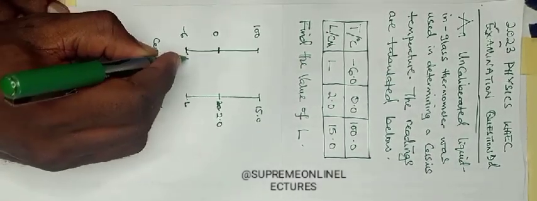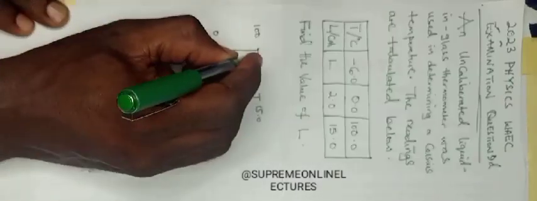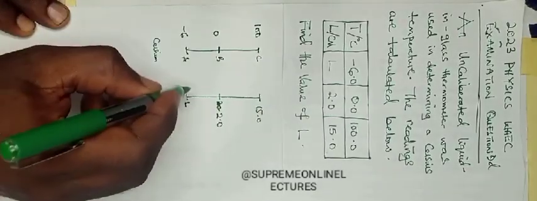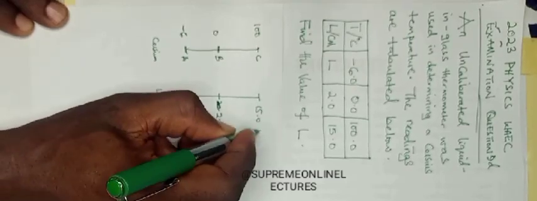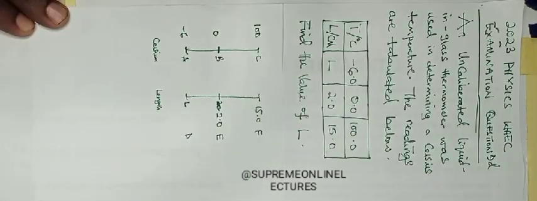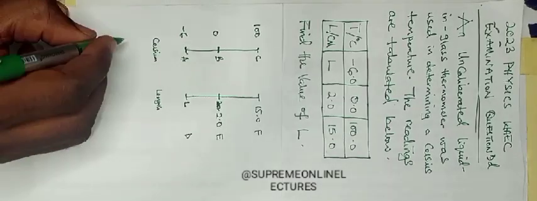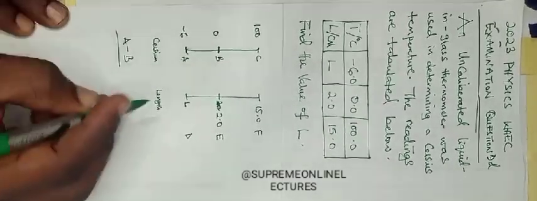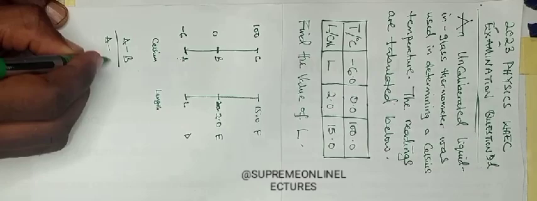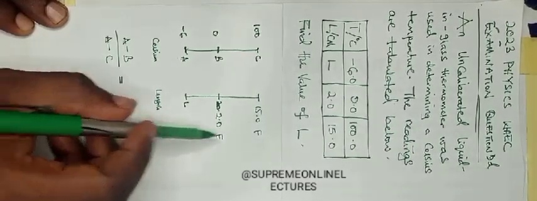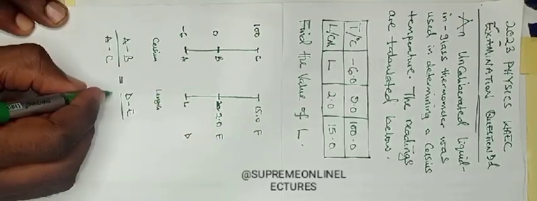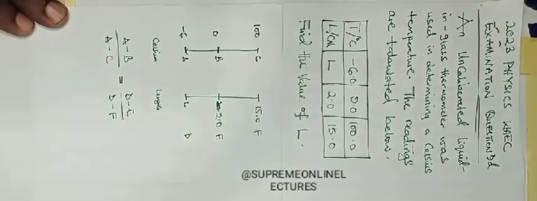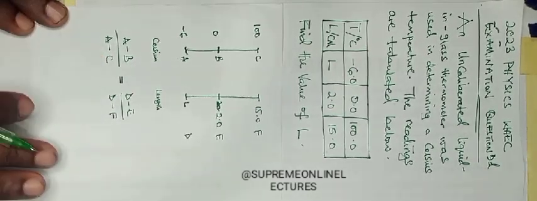Let me call this A, and this one B, and this one C, and this other point, let me call it D, E, F, for simplicity. So I'm going to say A minus B divided by A minus C equals D minus E divided by D minus F. So we are going to substitute the values we have for those alphabets.